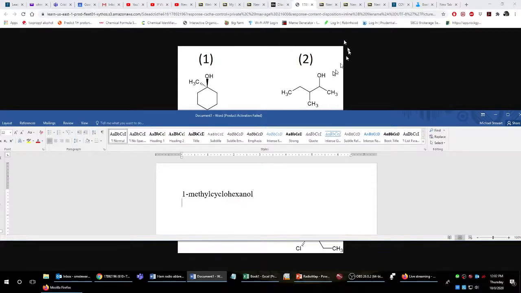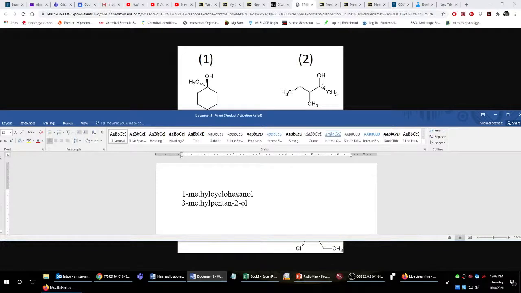For the next one, longest carbon chain. So 1, 2, 3, 4, 1, 2, 3, 4, 5. So it's a 5-carbon chain. So it's a pentane, but it ends with an ol. So LOL. We want to put the end of the carbon chain closest to the alcohol. So it's going to be 2-pentanol. And we have a methyl group. So it's 3-methyl 2-pentanol.